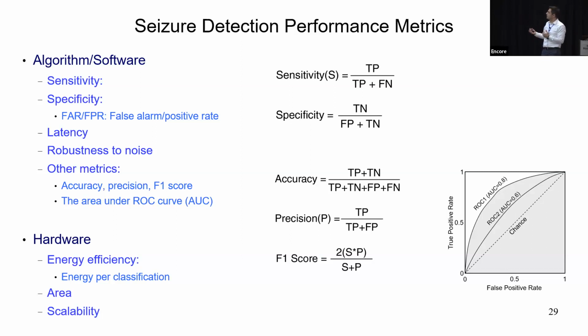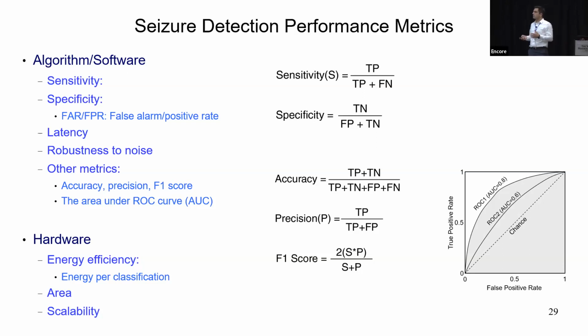Other things that are important are latency, we saw the importance of timing, and robustness to noise, so it should work on non-clean data. When we have noise and artifacts in our data, the algorithm should still be able to work. And there are other metrics as well that are defined here, which are somehow related to sensitivity and specificity, and they're sometimes reported in certain works, but these two are the most popular metrics that people use to report the performance of the algorithm.